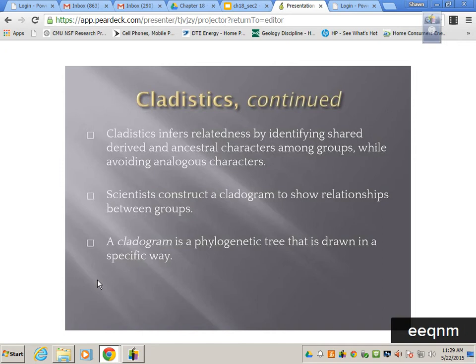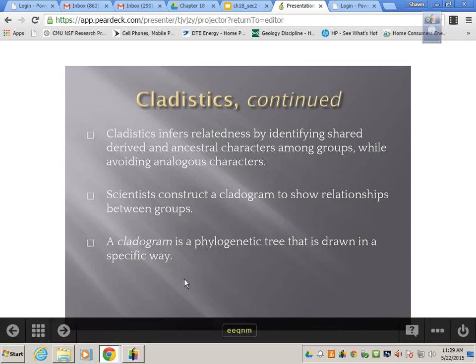So they construct a cladogram to show relationships between groups. And a cladogram is a phylogenetic tree that's drawn in a very specific way. And I gave you one, I believe, in your notes. Might not have, though. I can't remember if I put one in there or not. Did I put one in there? Yeah, there's one in there.